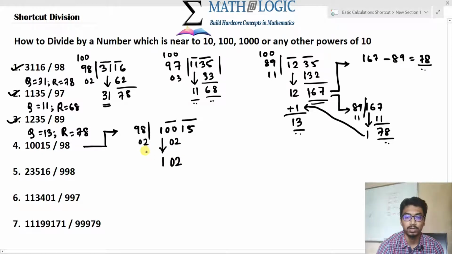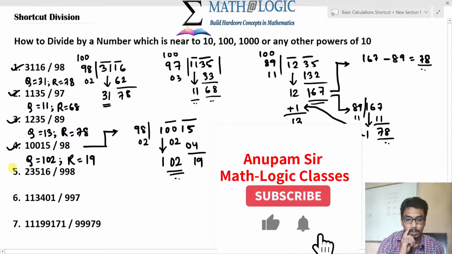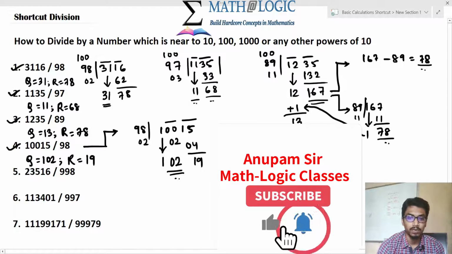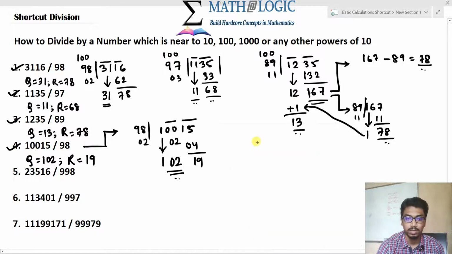02 multiplied by 02 is 2 multiplied by 2 is the same thing, so it is 04. Now at this part it is 19. So the quotient is 102, yes, and the remainder is 19. Clear? After completing the steps, I will tell you the method of this kind of division, this technique.